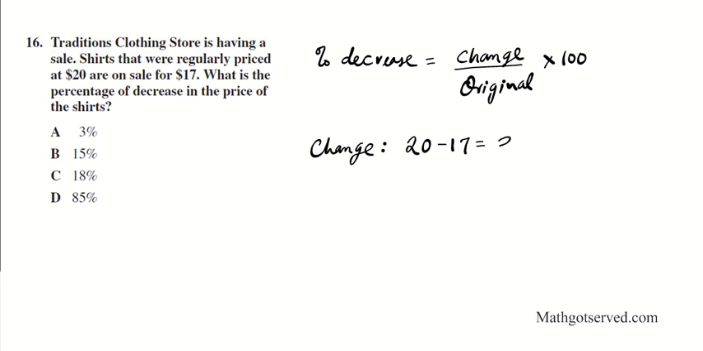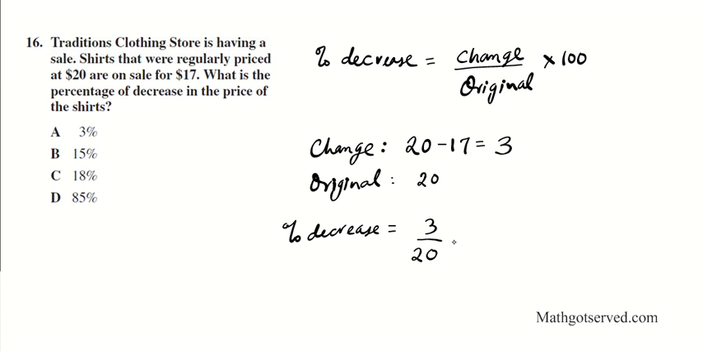It's $3 change, okay? The original was $20. So for the percentage decrease, we're going to apply the formula we have over here, which is the change, 3 over 20. This is the fraction representing the change. To make it a percentage, we multiply by 100, or 100 over 1.